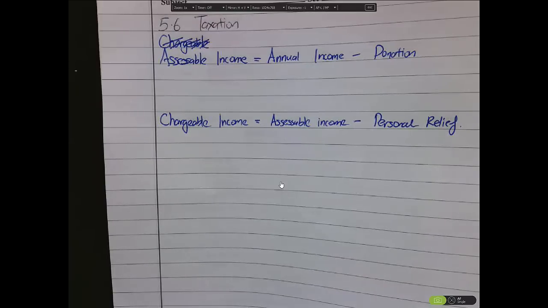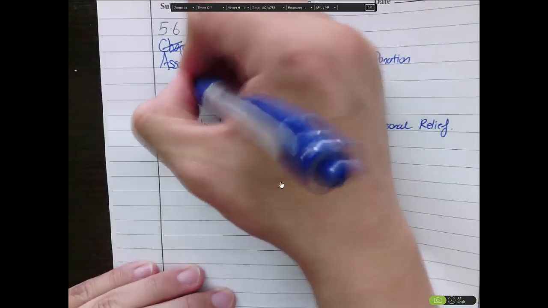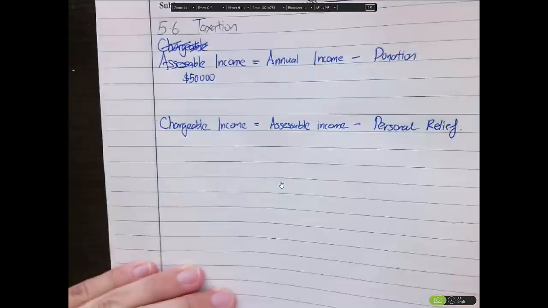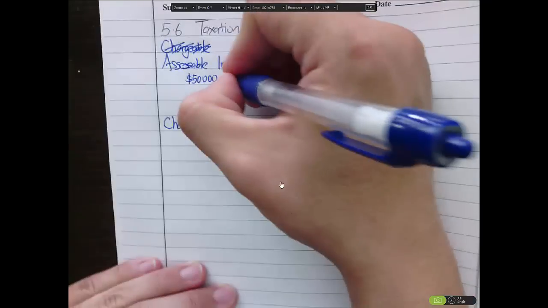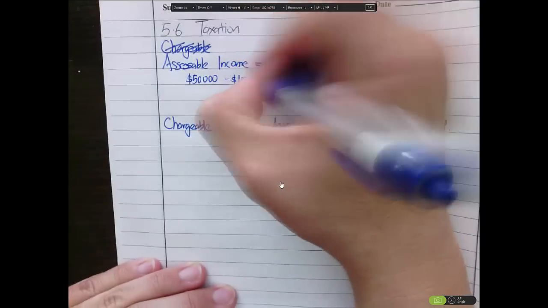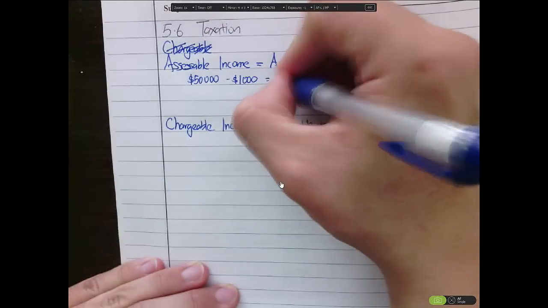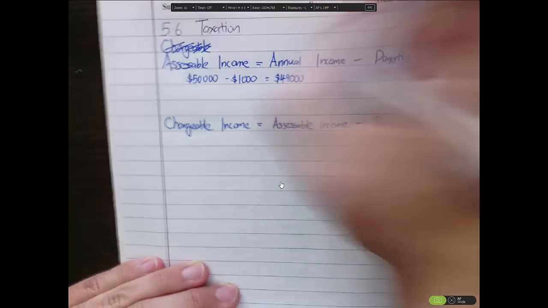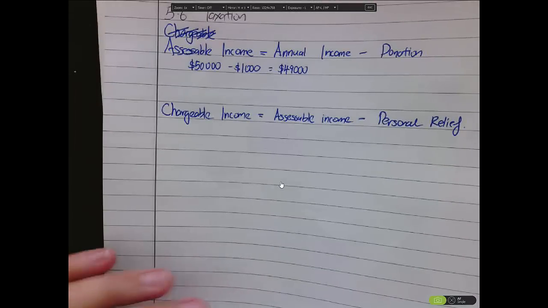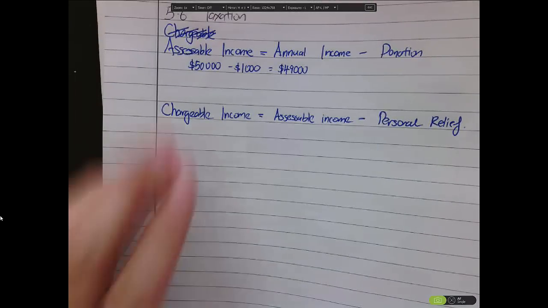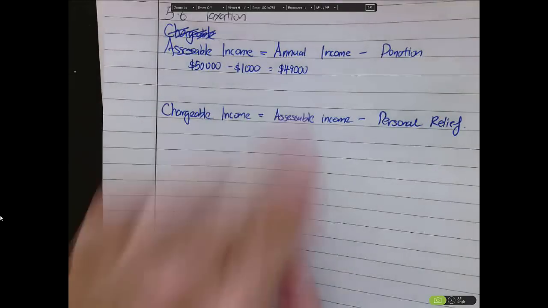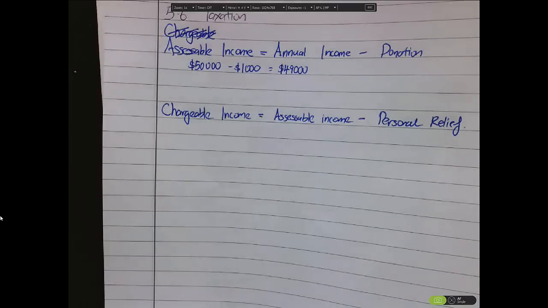First few terms we need to learn about in taxation is assessable income, which is equal to the annual income minus donations. So, for example, if somebody earns $50,000 a year and he donates away, let's say, $1,000, his assessable income will be $49,000 in a year. So that means the government, instead of taxing you on $50,000, will tax you on $49,000. Next thing is chargeable income.